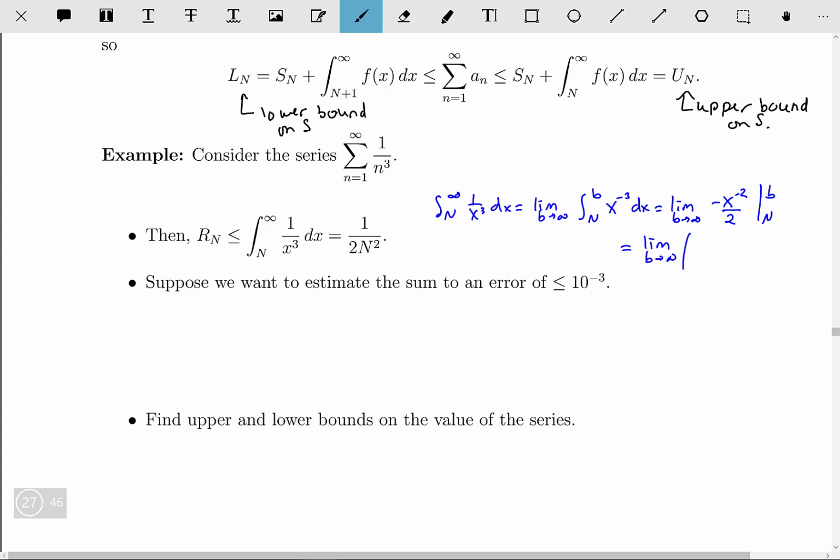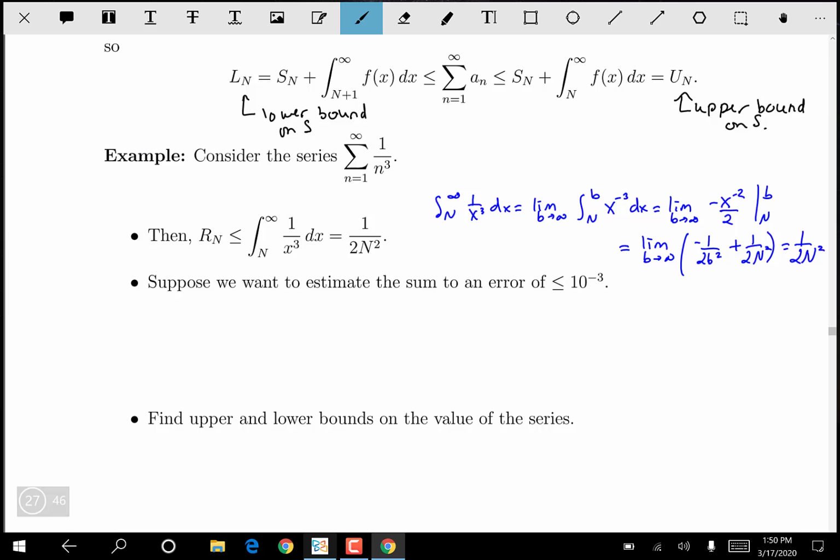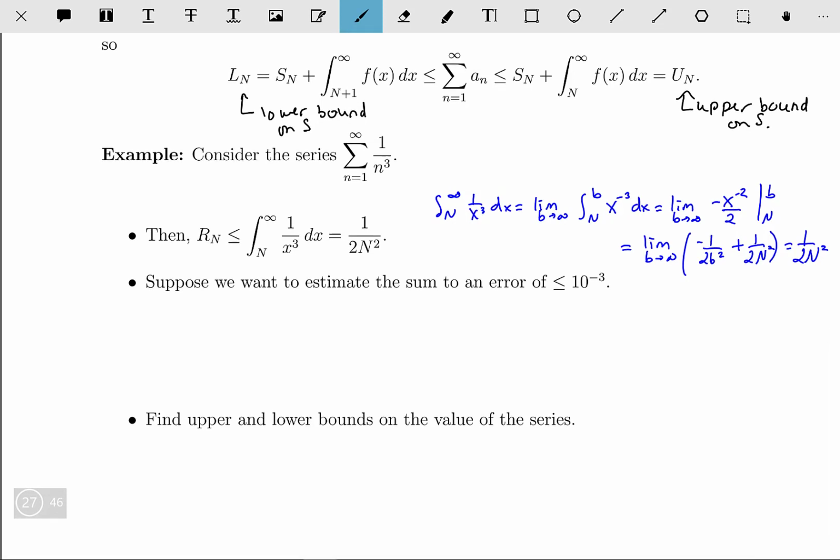Evaluate at the limits of integration. I get negative 1 over 2b squared plus 1 over 2n. And that limits to 1 over 2n squared. As advertised, I'm actually not sure what just happened there, so sorry about that.